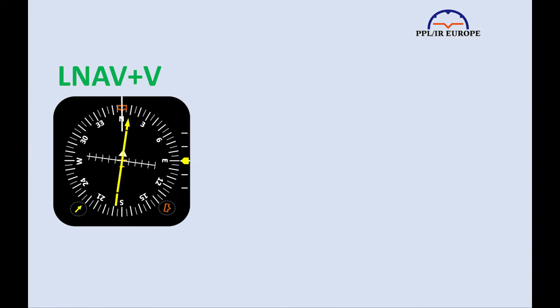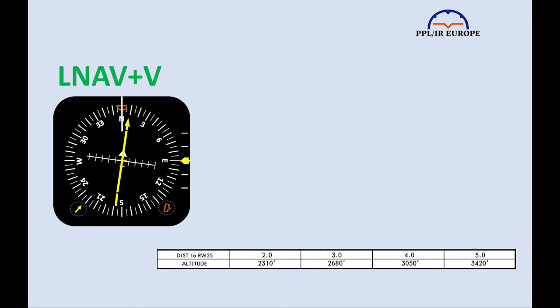Firstly, LNAV plus V. Almost any LNAV approach you fly on a newer navigator from the GNS 430W onwards will actually enunciate LNAV plus V, and a glide path will be shown. However, that glide path is not part of the published procedure. It is added by Garmin or Avidyne to make your life simpler. You still need to treat the approach as non-precision and check your altitude every mile.